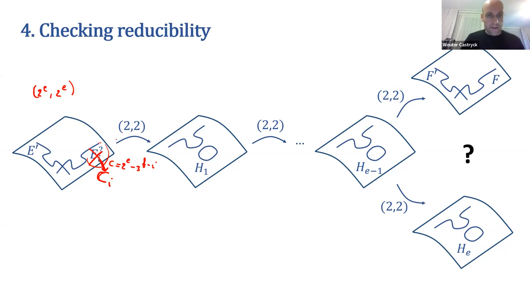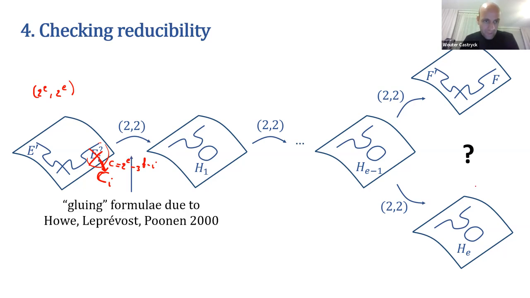And the typical situation is you will hit the Jacobian, hit the Jacobian, and so on. And then at the last step, if the guess was correct, you will run into a product of elliptic curves. If the guess was false, you will run on into another Jacobian. Okay, so we have to take these steps efficiently, and we have to be able to make this decision efficiently. And so this first step is basically gluing a product of two elliptic curves into the Jacobian of a genus 2 curve via a 2-2 isogeny.